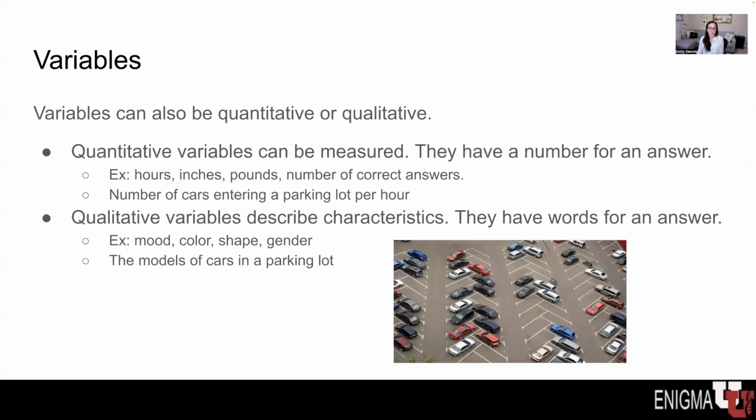Last piece about variables. Variables can be quantitative or qualitative. Quantitative variables can be measured and have a number for an answer. So this could be hours, inches, pounds, number of correct answers, number of cars entering a parking lot per hour, for example. Qualitative variables describe characteristics and they have words for an answer. So this could be somebody's mood, the color of something, the shape of something, or their gender. And in this example here, it could be the models of cars in a parking lot.